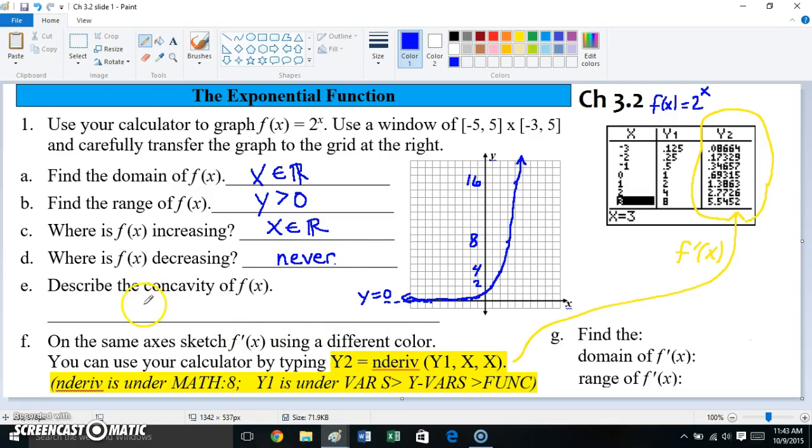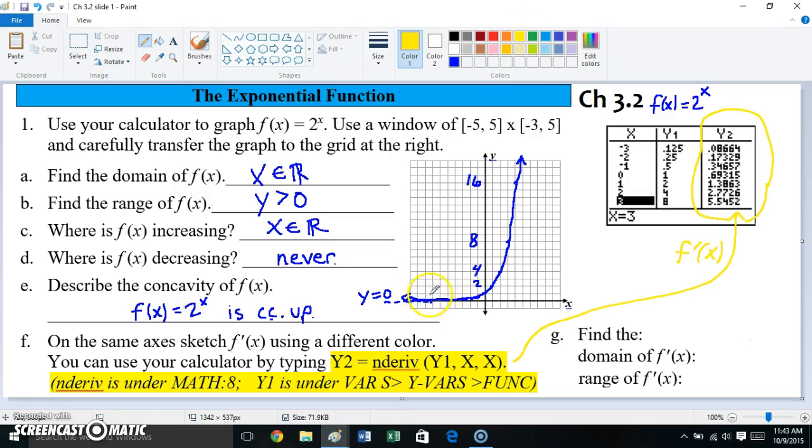Okay, and the concavity of the graph, f of x equals 2 to the x, is always concave up on its domain.